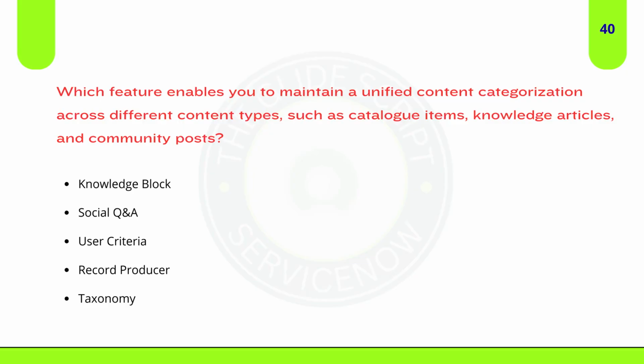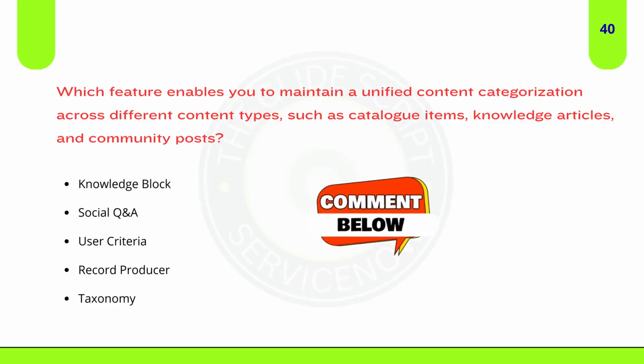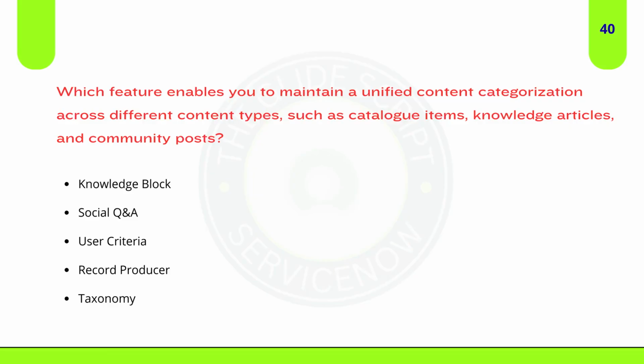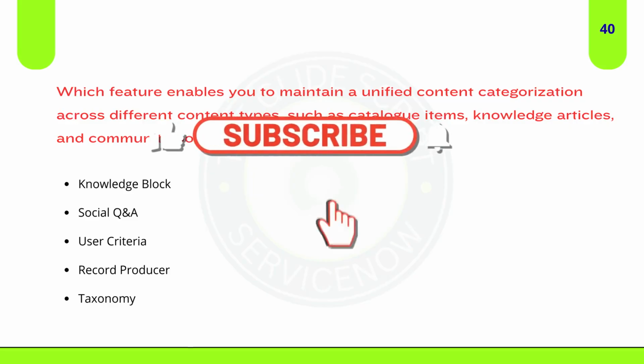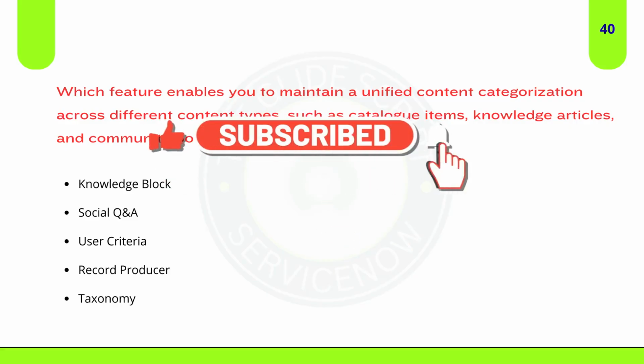Which feature enables you to maintain a unified content categorization across different content types, such as catalog items, knowledge articles, and community post? There are 5 options. I will leave this question up to you. You will have to answer it and comment. Give your correct answer in the comment section. I will see how many of you are correct. So try to answer by yourself in the comment section.